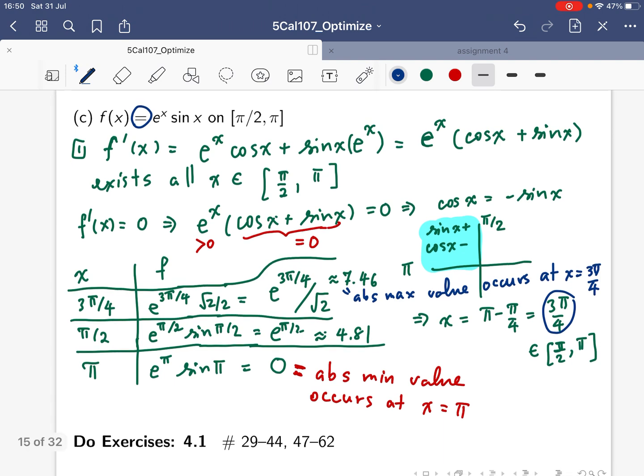So we would like you to go over exercise 4.1, numbers 29 to 44 and 47 to 62, and we are going to stop this video clip right now, and we will continue further with some other kind of problem, but still concerning the optimization of a function.